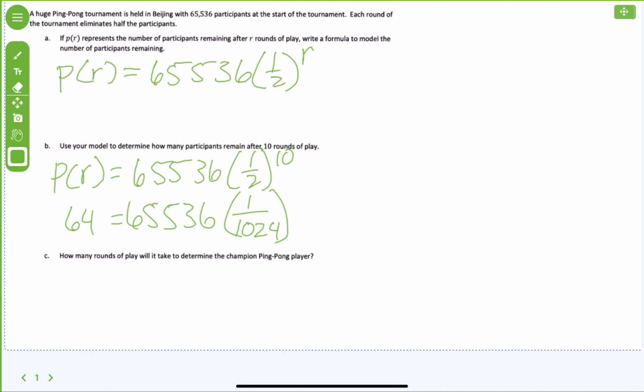Well, if we half 64, that would be 32, right? If we half 32, that's 16. Half 16, that's 8. Half 8, that's 4. Half 4, that is 2. And then you would have the one player remaining after the 16th round. Okay? So if I add 6 more rounds to 10, that would be 16 rounds to find the winner. Okay?